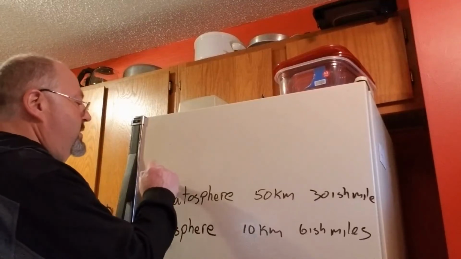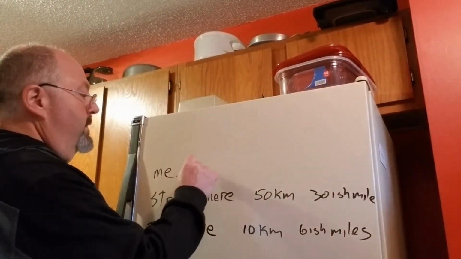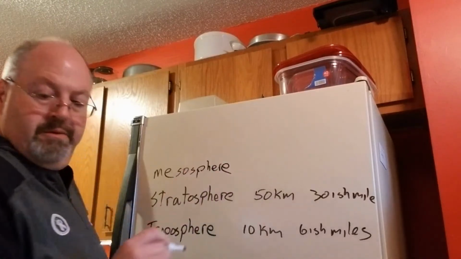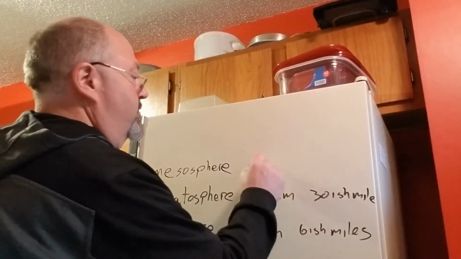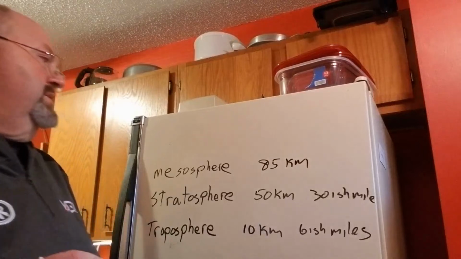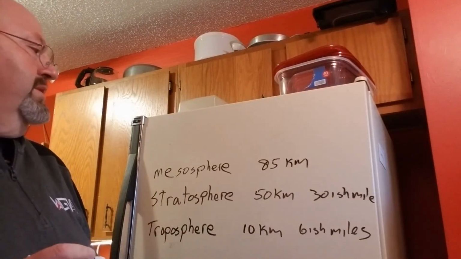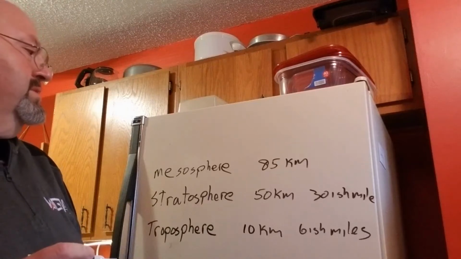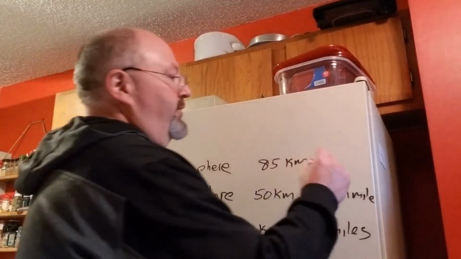Above that is the mesosphere. The mesosphere extends up to about 85 kilometers. Math. So that's another 30, another 3 of those. So 50 miles.